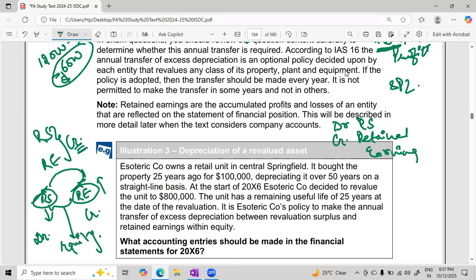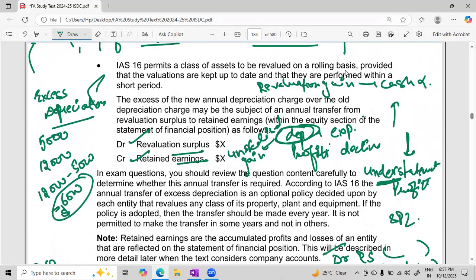So we are just making a transfer. It will have no impact on profits of a company, right? I hope it is clear. Even if it is not clear, just understand that if it is given in the question that you have to make a transfer, you will pass this entry: debit revaluation surplus and credit retained earnings, and the amount here would be the excess depreciation. So that's it. You can read this. I've told you everything which is written over here.